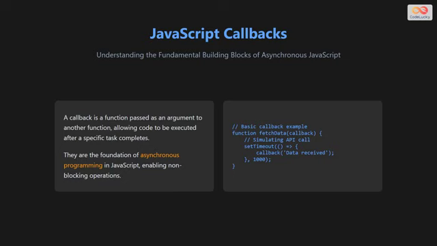Consider this example. We have a function called fetchData which takes a callback as an argument. Inside fetchData, we simulate an API call using setTimeout. After 1 second, the callback function is executed, passing the string data received as an argument.